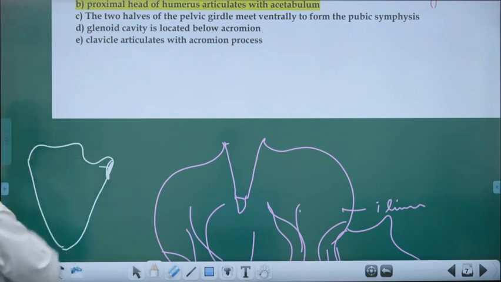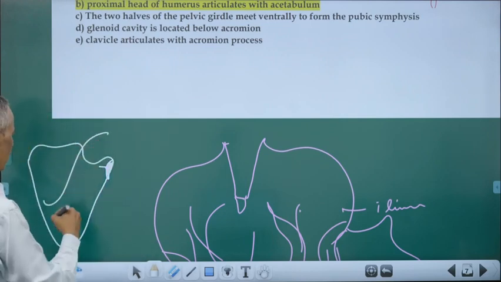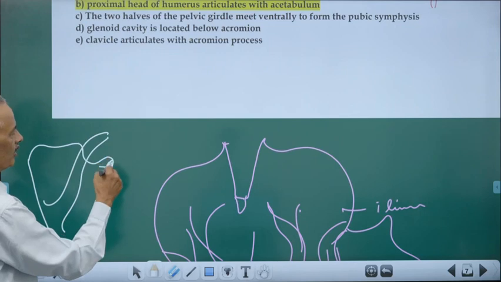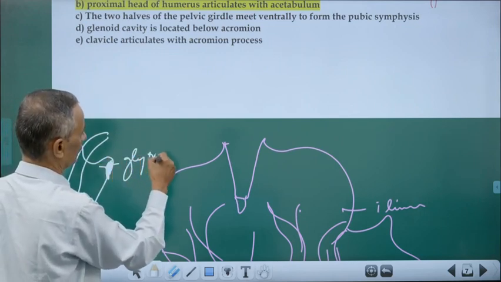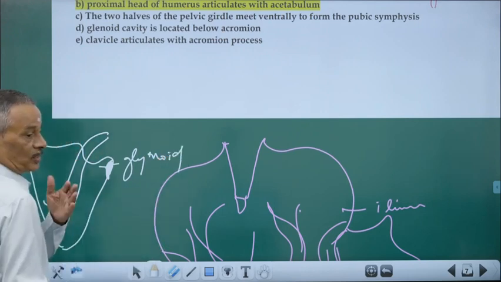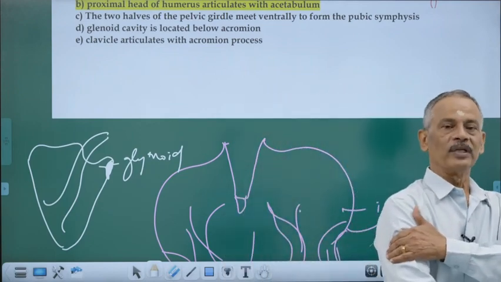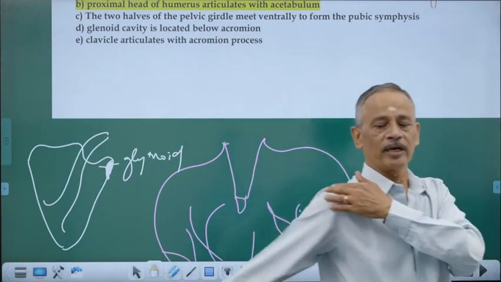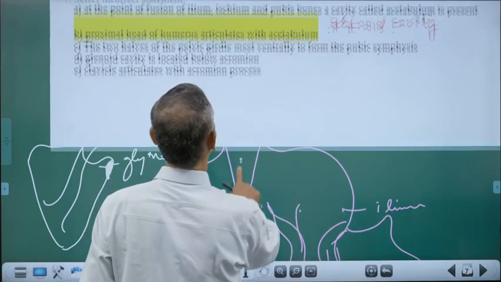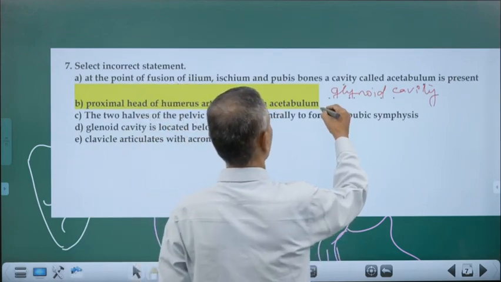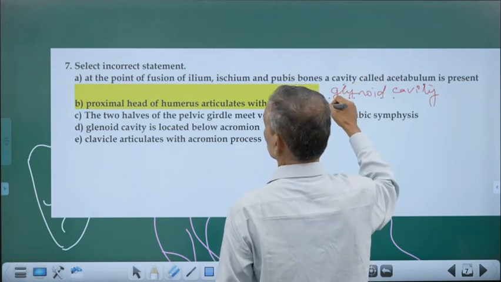Here, there's a depression. Okay, you are having a spine, etc. All structures are there. I'm not going into the details. This is the glenoid cavity. This glenoid cavity is the depression to which the head of the humerus bone is attached. That is forming the shoulder joint. Okay, so that also forms the two ball and socket joints. So one is correct, two is wrong.